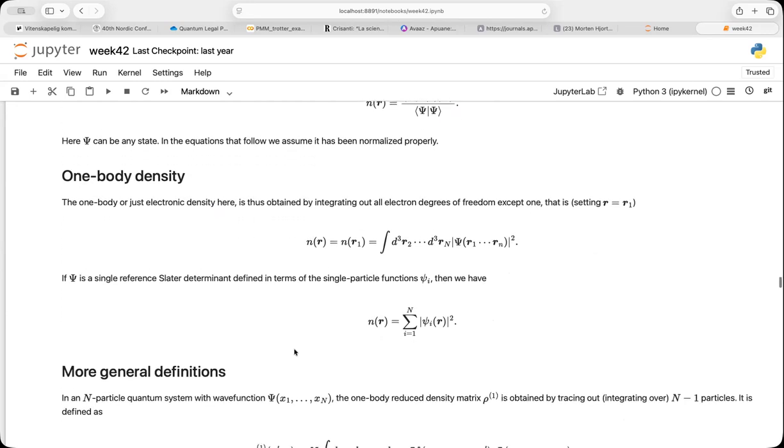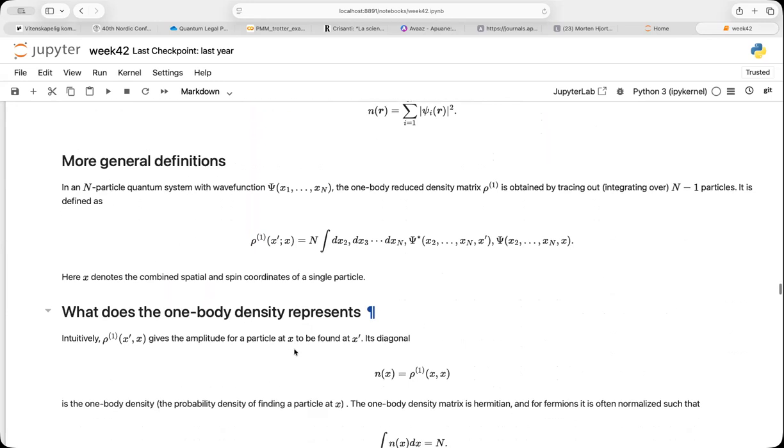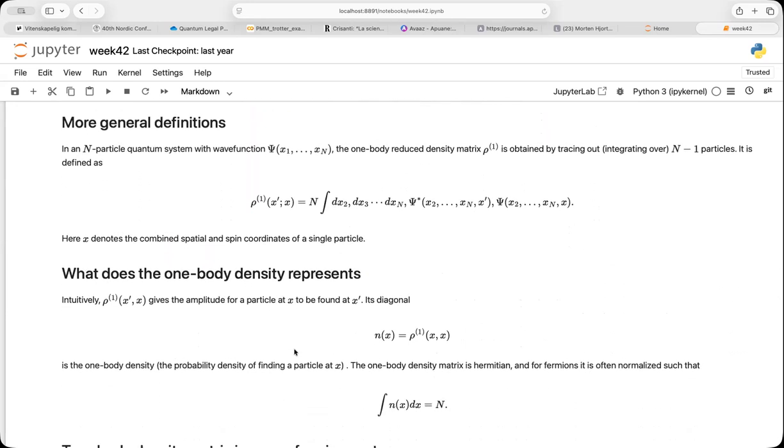Now, if we look at the more general definition, that's the one we will discuss in a little more detail now. Remember that in the very beginning of the semester, we defined a collective variable x, which contains the spatial degrees of freedom and spin. That was a more compact notation. This quantity here is normally called the one-body density matrix, and it is obtained by tracing out all the other particles except one.